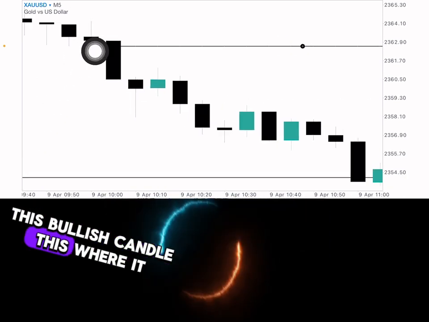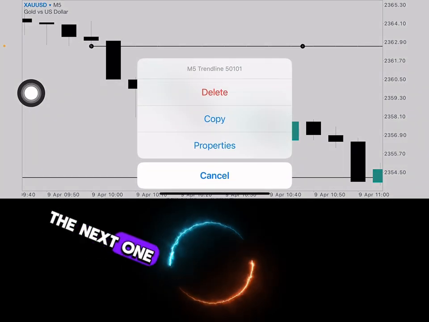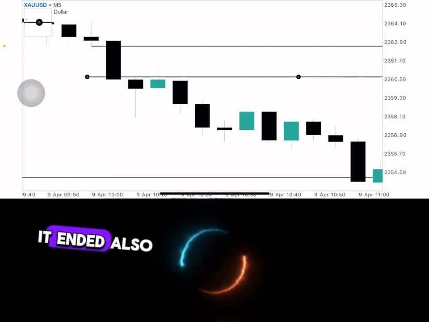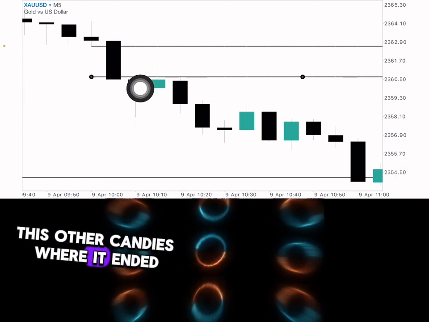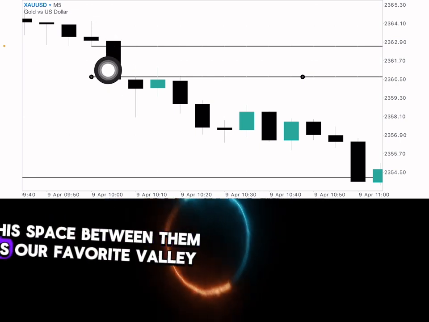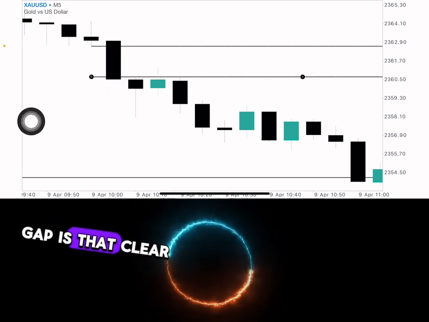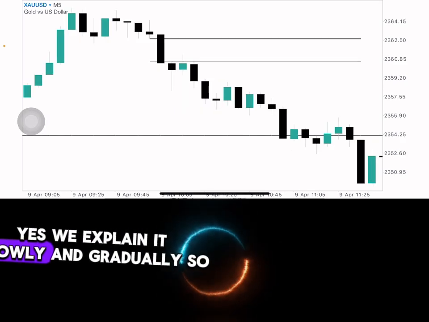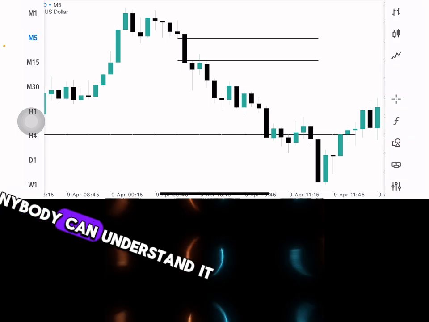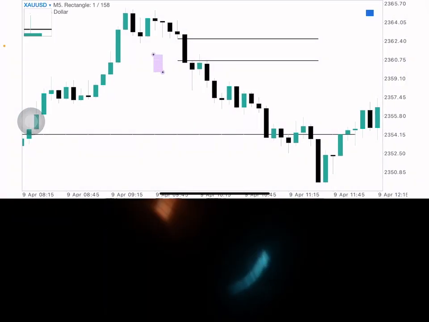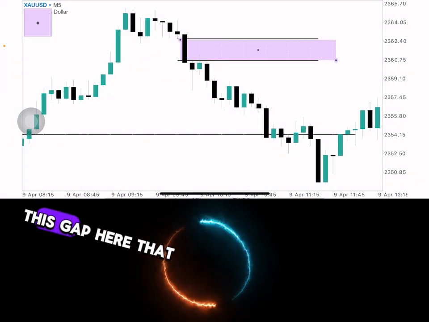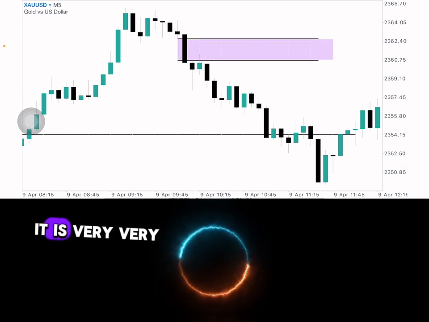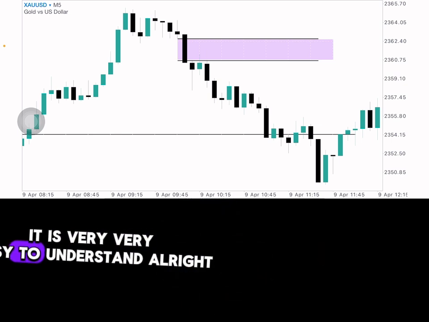This bullish candle, this is where it ended. So the next candle here, this is it. And see, this is where it ended also. So this other candle is where it ended. So this space between them is our fair value gap. Is that clear? Yes. We will explain it slowly and gradually so that you understand it. Anybody can understand it this way. Okay, so this gap here, that is our fair value gap. It is very easy to understand.